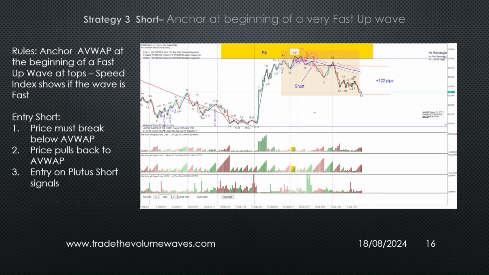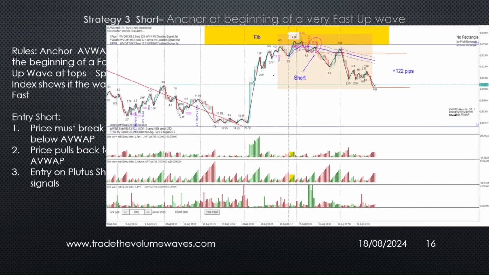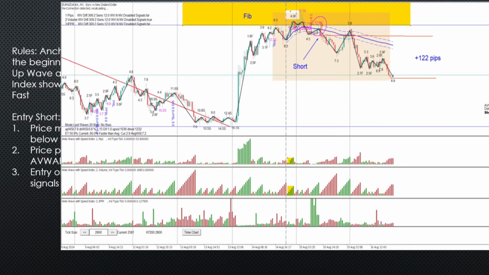The opposite now. Something that you will not be able to see because the waves are small. So this is a short situation with a fast wave. How do we know that this is a fast wave? Well, speed index is 4.0 and it has the letter F, which is fast. Okay. So what do we do? Simple again.